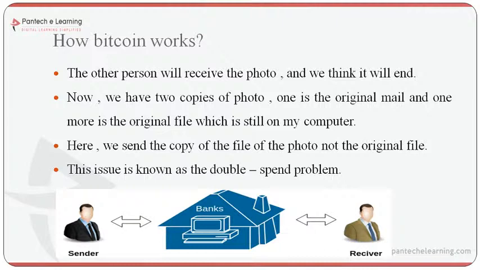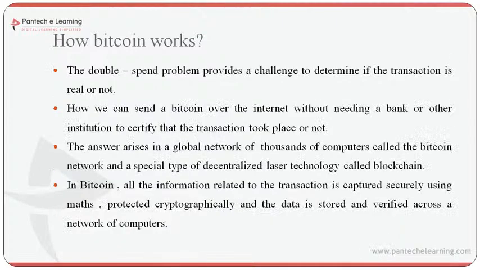What is this type of problem called? It is called the double spending problem. The same money is sent twice, that is, used twice, spent twice. As I told you, I have taken the example of a photo. I have an original photo, and I can send a copy of the same photo to someone. This issue is called the double spending problem.